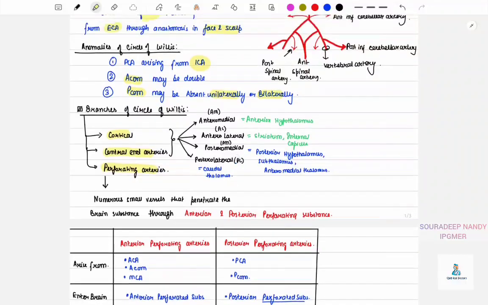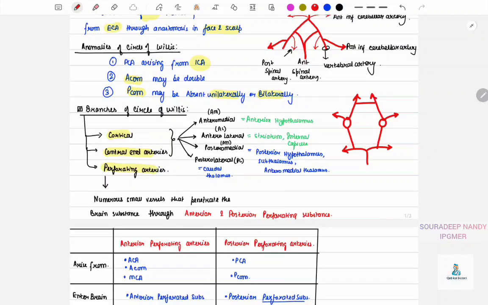So let us see how these branches are situated in the circle of Willis. Let us again draw the circle of Willis. Here is the basilar artery, which divides into 2 posterior cerebral arteries. Here is the posterior communicating artery. Here is the internal carotid artery, which gives the middle cerebral artery, posterior communicating artery, and the anterior cerebral artery as branches. Here is the anterior communicating artery. So this is a very schematic diagram.